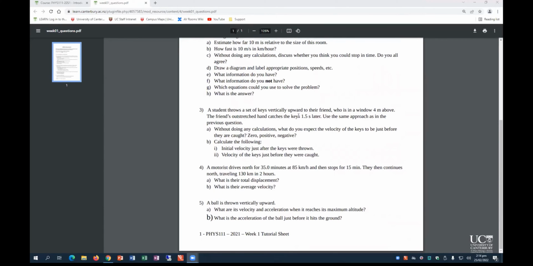So we have a driver who drives north for 35 minutes at 85 kilometers per hour and stops for 15 minutes, then continues to drive in the same direction, 130 kilometers in 2 hours. Question 1 is to ask the total displacement, which equals the displacement of all parts added together. And the second one is what is the average velocity. So you need to find the right formula to solve it.